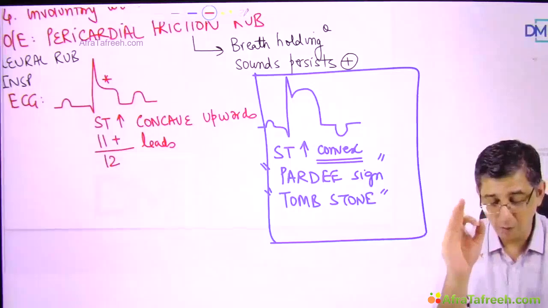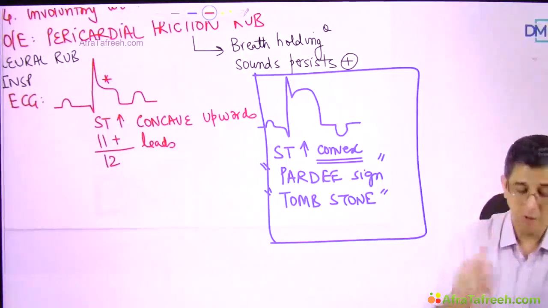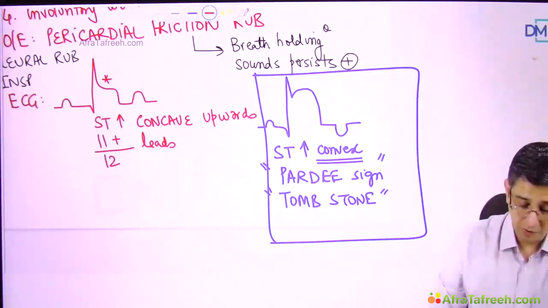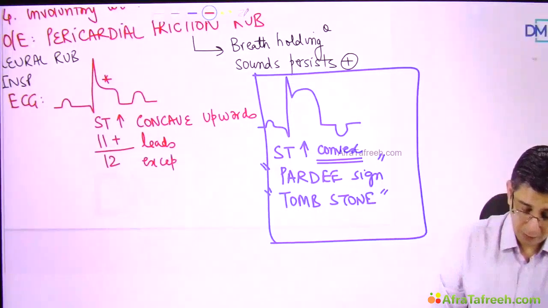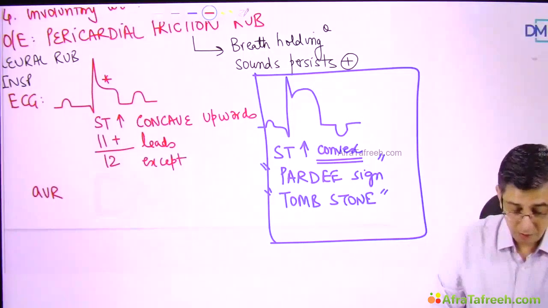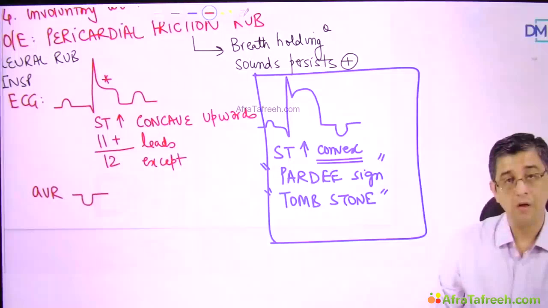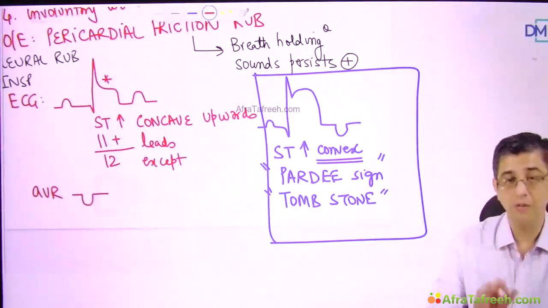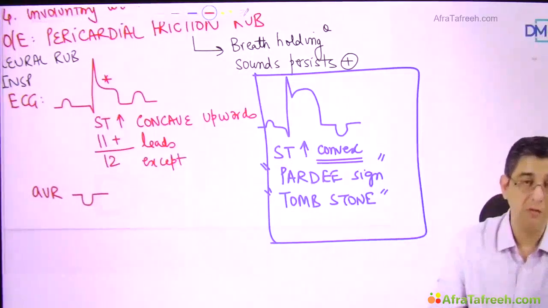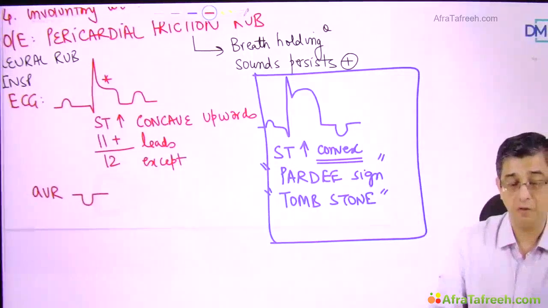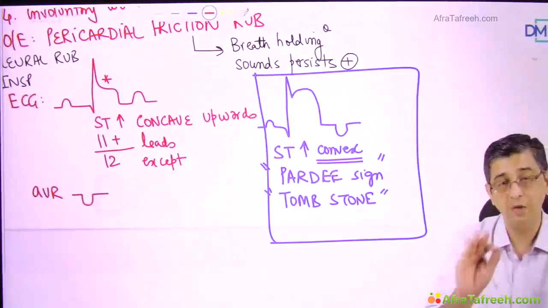So 11 out of 12 leads will have ST elevation. You might even say the word except here. The except would be AVR. AVR is one lead in which the first wave of the ECG, the P wave, as well as the T wave, both come upside down. Do remember that in a normal person's ECG, the P wave and T wave are always negative, upside down, in AVR.